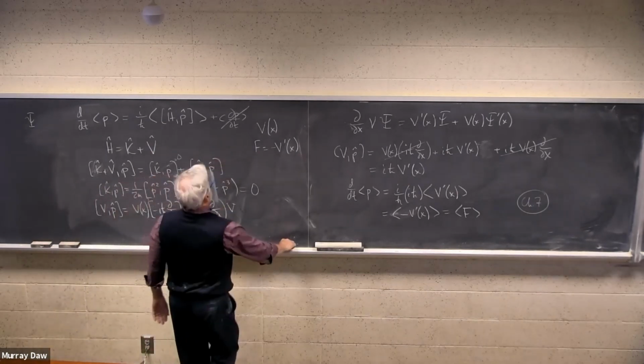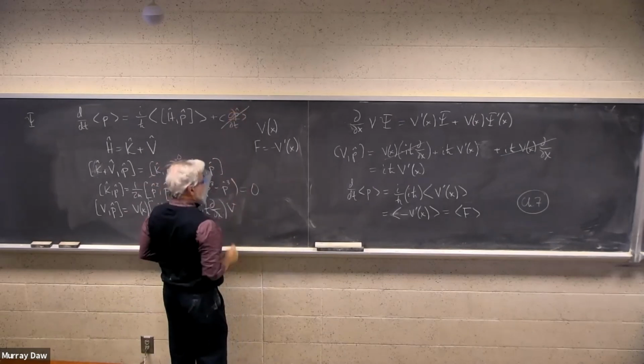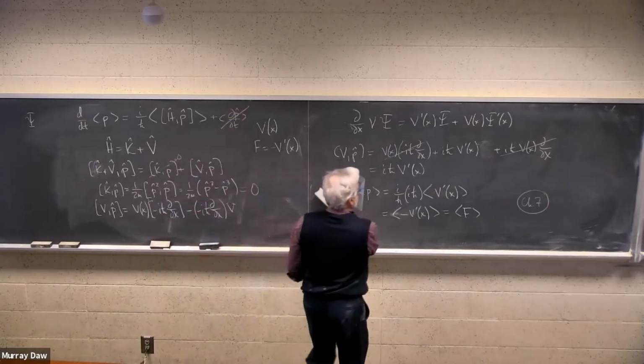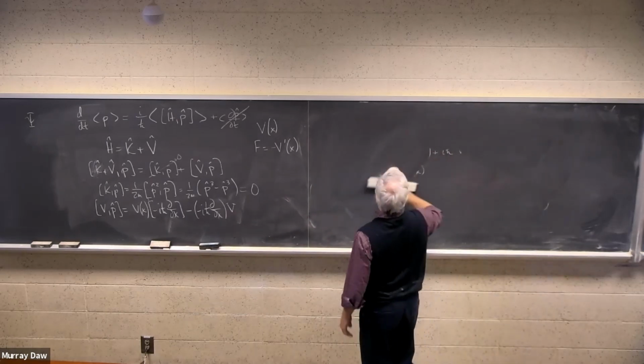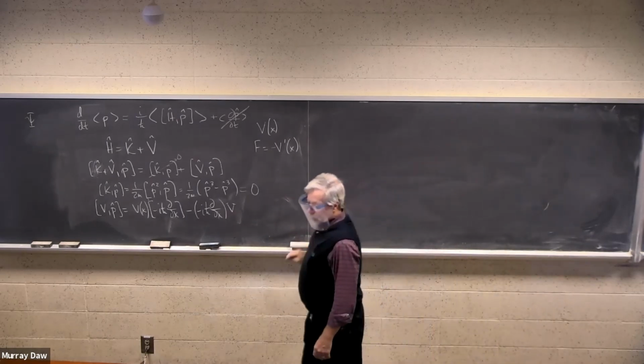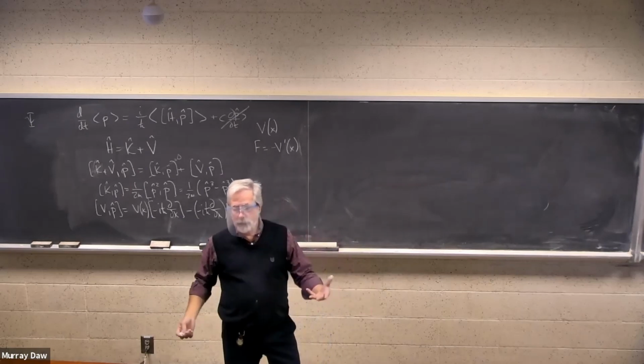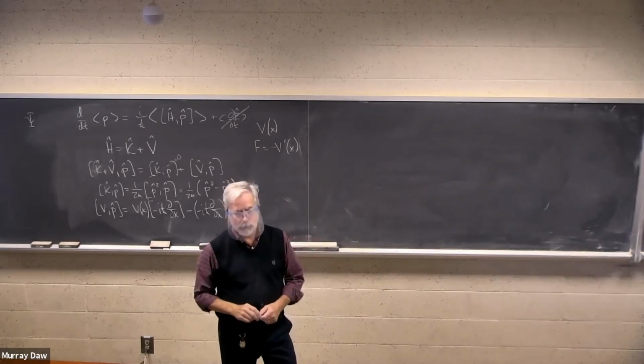Yeah, you have to be careful about what this means. Let's go back to that. It means that the operator itself doesn't have explicit time dependence. So for example, X and P have no explicit time dependence. The operators don't.